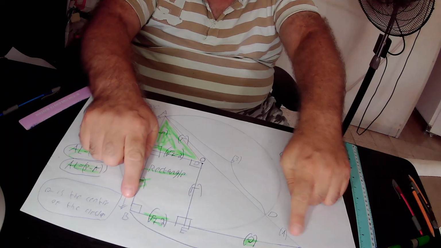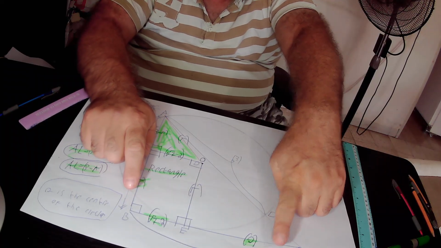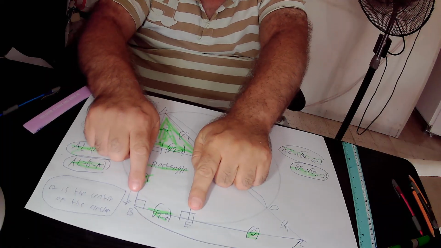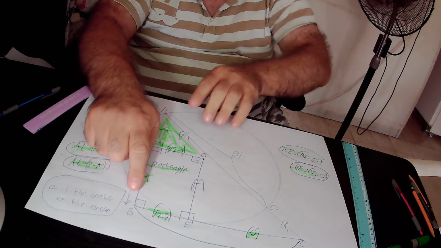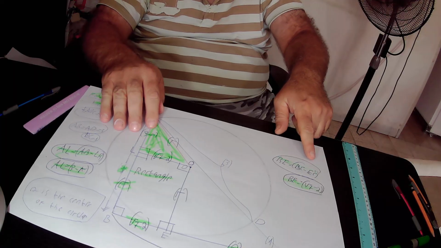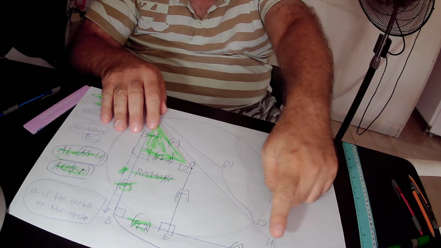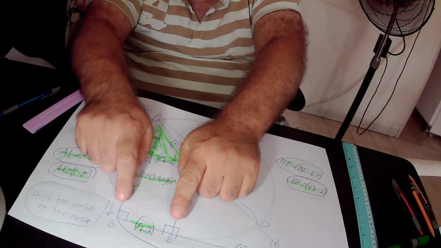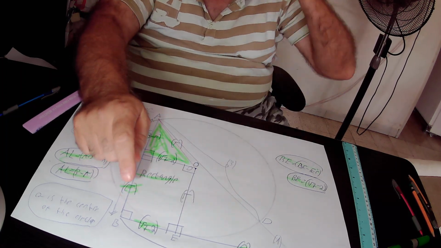This is side BC, which equals the square root of 7 units in its length. What is the length of this missing line segment BE? BE equals BC minus EC. So BE equals BC, that is the square root of 7, minus EC, that is 2. So in total, BE equals the square root of 7 minus 2 units in its length.